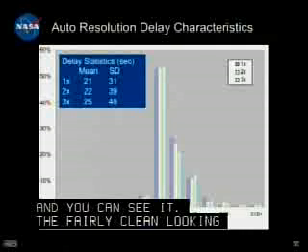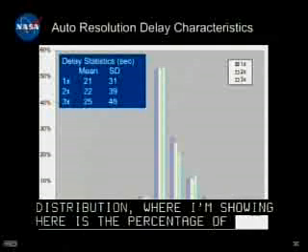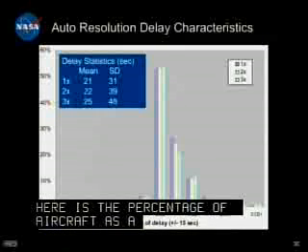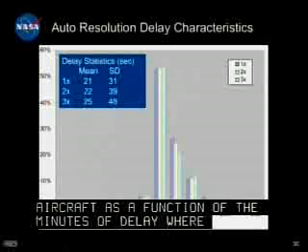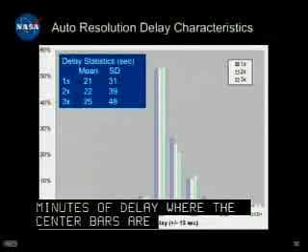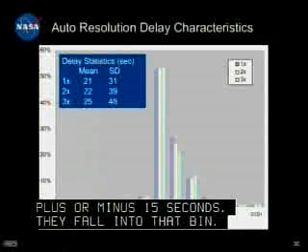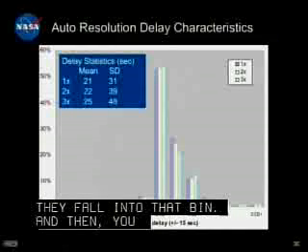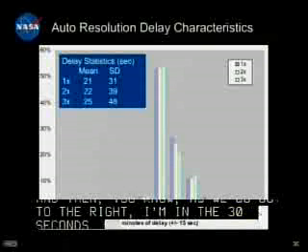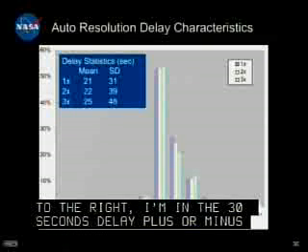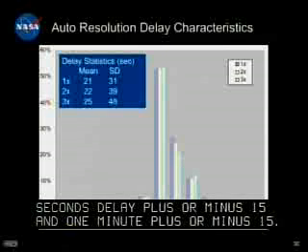Where I'm showing here is the percentage of aircraft as a function of the minutes of delay, whereas the center bars are 0 minutes plus or minus 15 seconds. They fall into that bin. And then, as we go out to the right, I'm in the 30 seconds delay plus or minus 15, and 1 minute plus or minus 15.